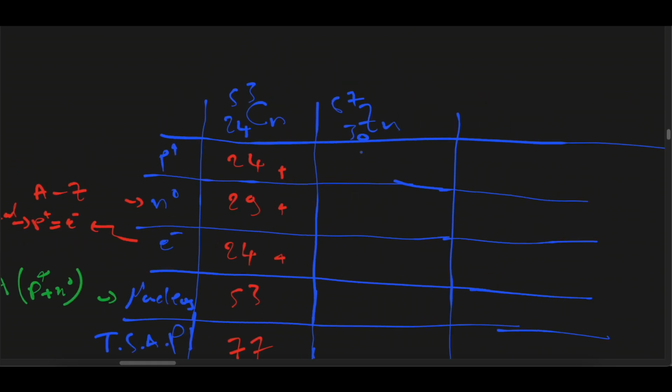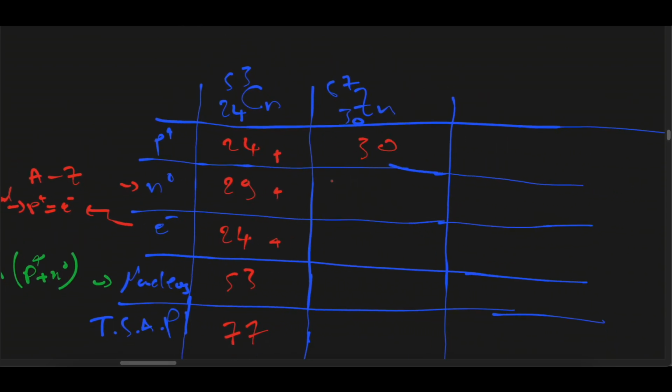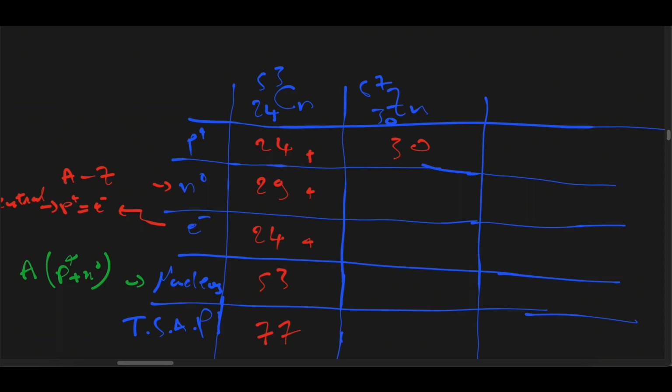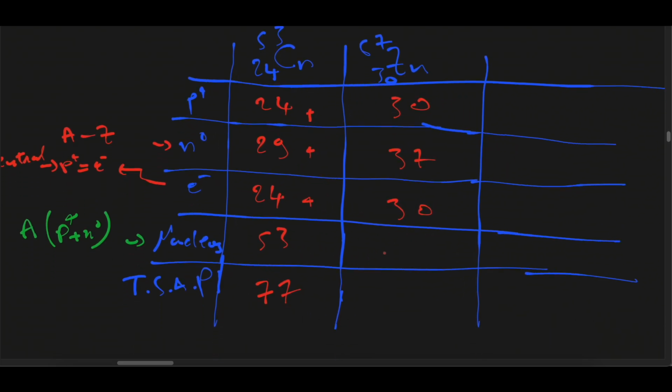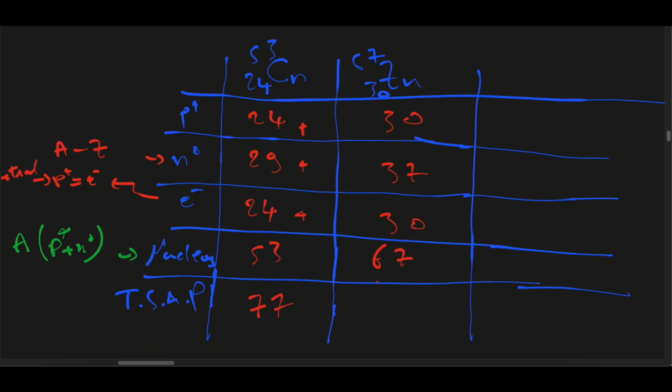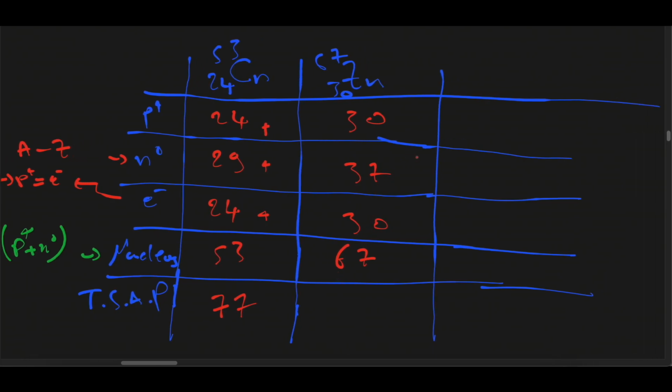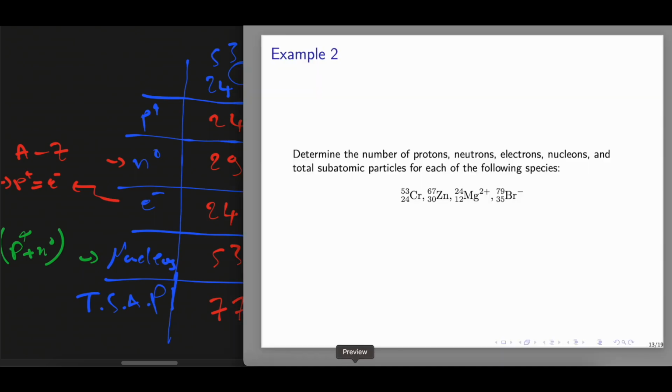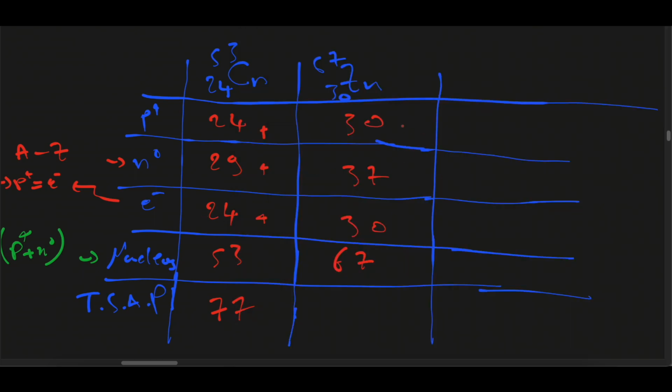So we start with the number of protons, which is 30. The number of neutrons, as we have done here, is 37. The number of electrons, because it is a neutral species, which means that the number of protons is equal to the number of electrons, is 30. The number of nucleons represents the mass number, which is 67, and the total subatomic particles is obtained from this sum. So we have here 30, here we have 97.